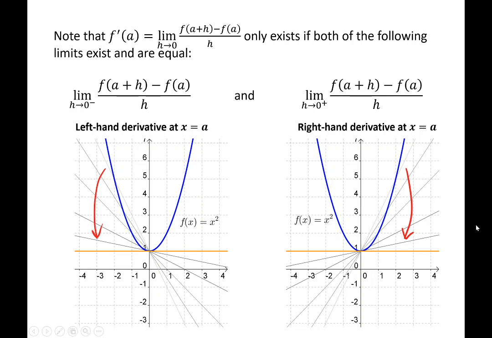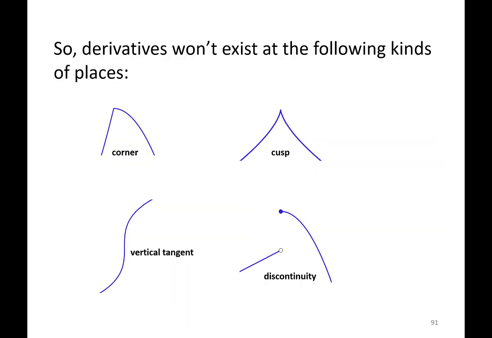All right, I'm not going to spend too much time on this, but I just wanted to give a general overview. So you have to have both the left-hand derivative and the right-hand derivative both existing and be equal to each other in order for the regular derivative to exist. So this idea helps us understand why the derivative won't exist in the following places.